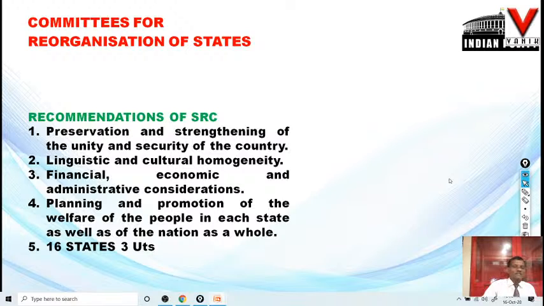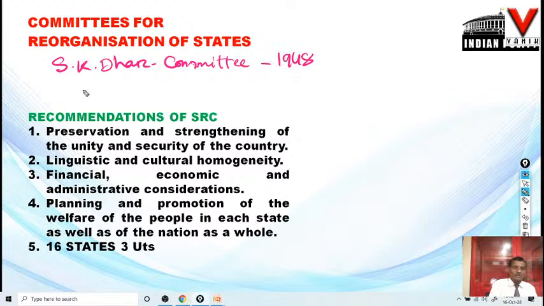So, committees for reorganization of states. When the need was felt for a proper reorganization of states, meaning division of states, various committees were formed, like the SK Dhar Committee, the first committee, in 1948, and the JVP Committee in 1949. So the SK Dhar Committee is the first committee.